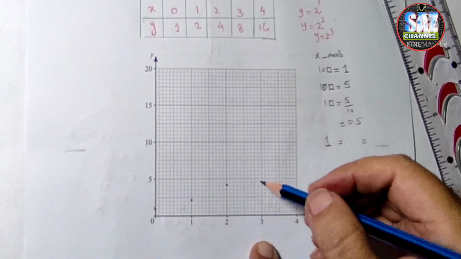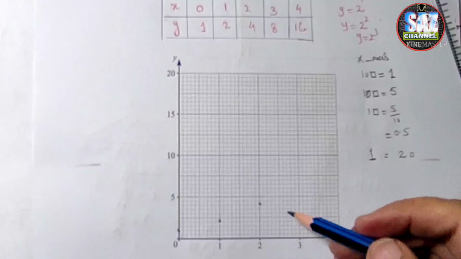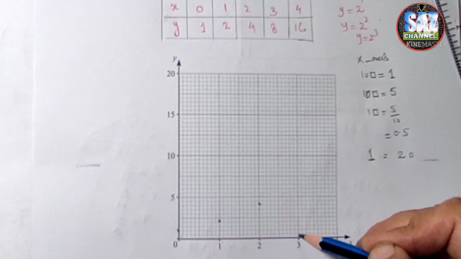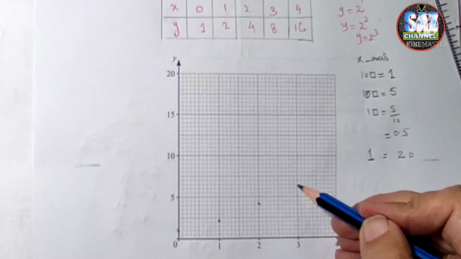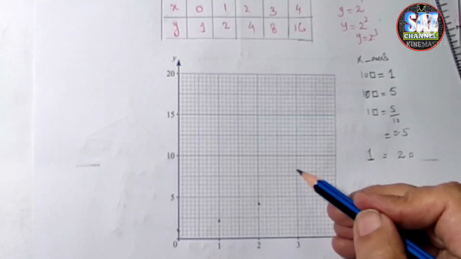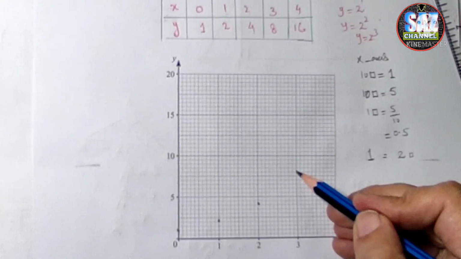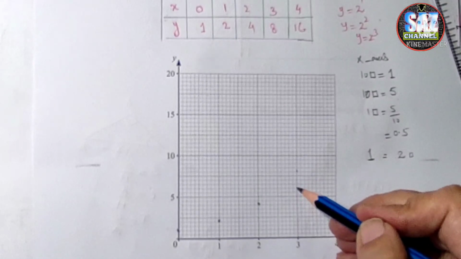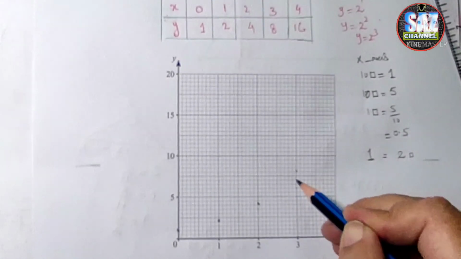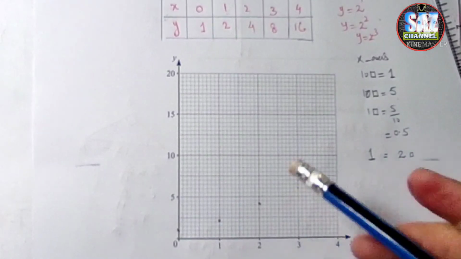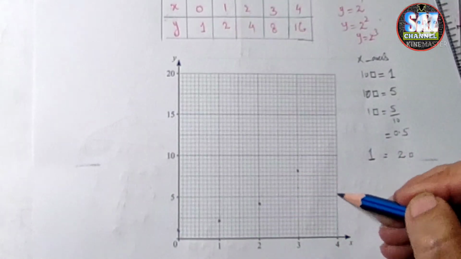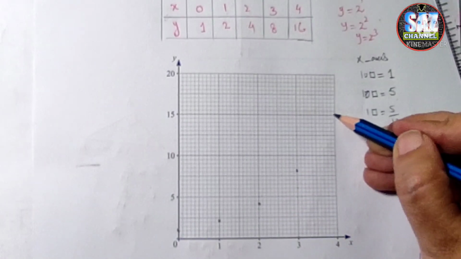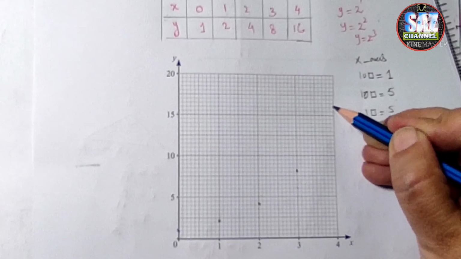For 3 it's 8, so first I have to reach 3, and then 5 is clear, then this is 6, 7, and this is 8. Okay, let me mark it. Let me rub out this extra point. And for 4 this is 16, first reach 4, and then 15, this is very clear, and then this is 16.